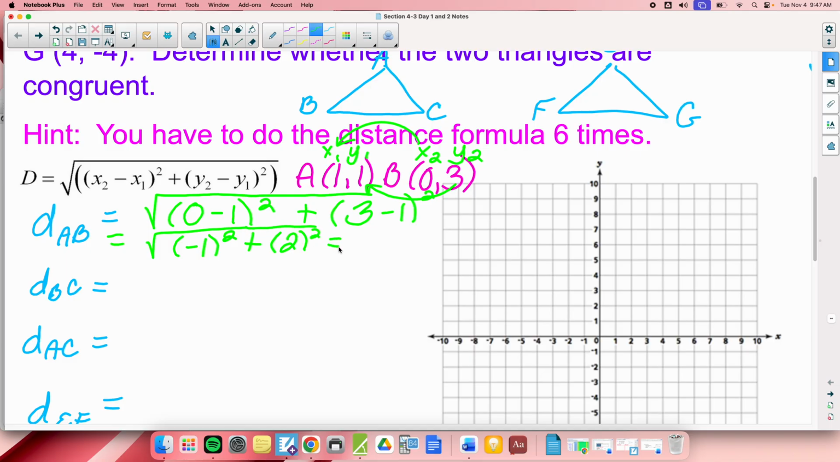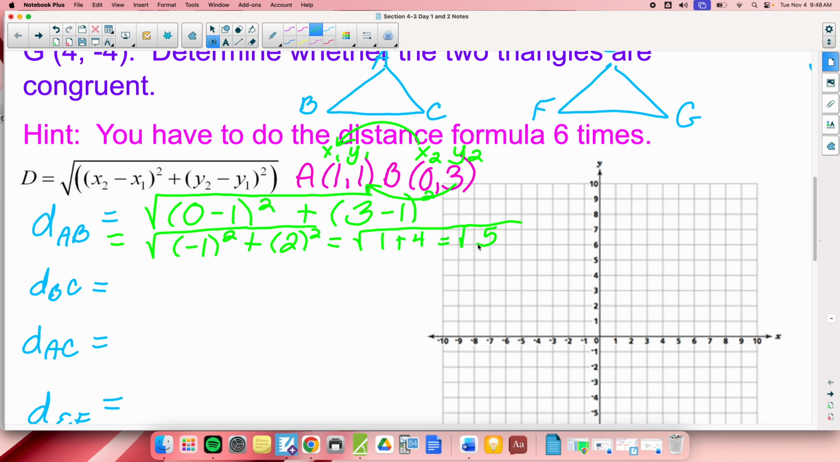And this is where kids get this wrong, so please pay attention to this. Do you guys know in math, if you square a negative, what do you get? A positive. So when you square negative 1, it's going to be a positive 1. If you want to type what's under the square root in your calculator, you can, but you would have to use parentheses to do that, okay? Then 2 squared is 4, so this is going to be the square root of 5, okay?